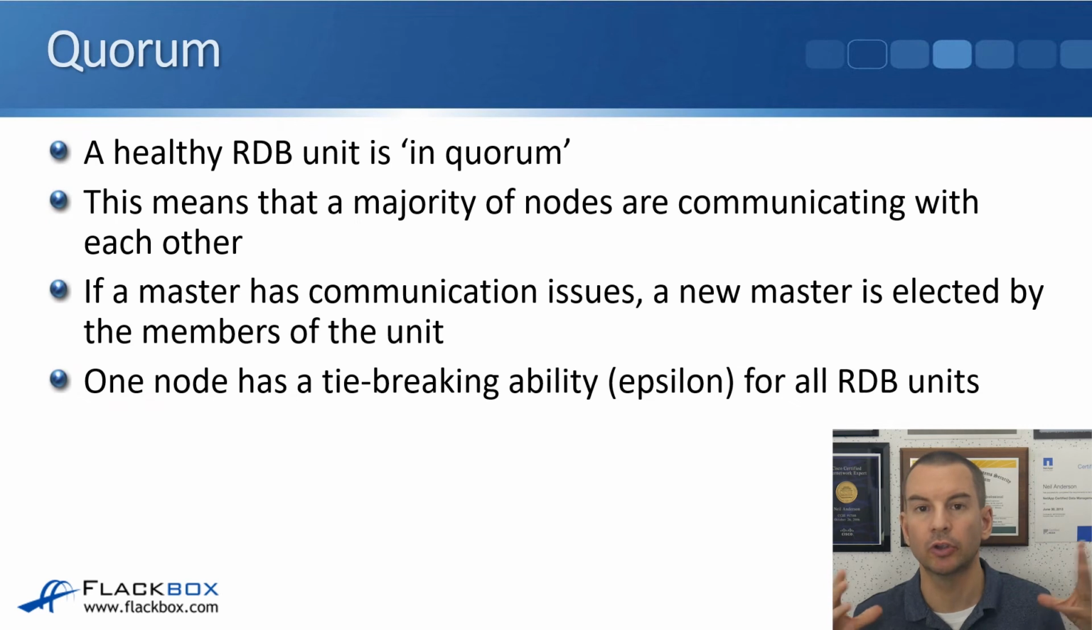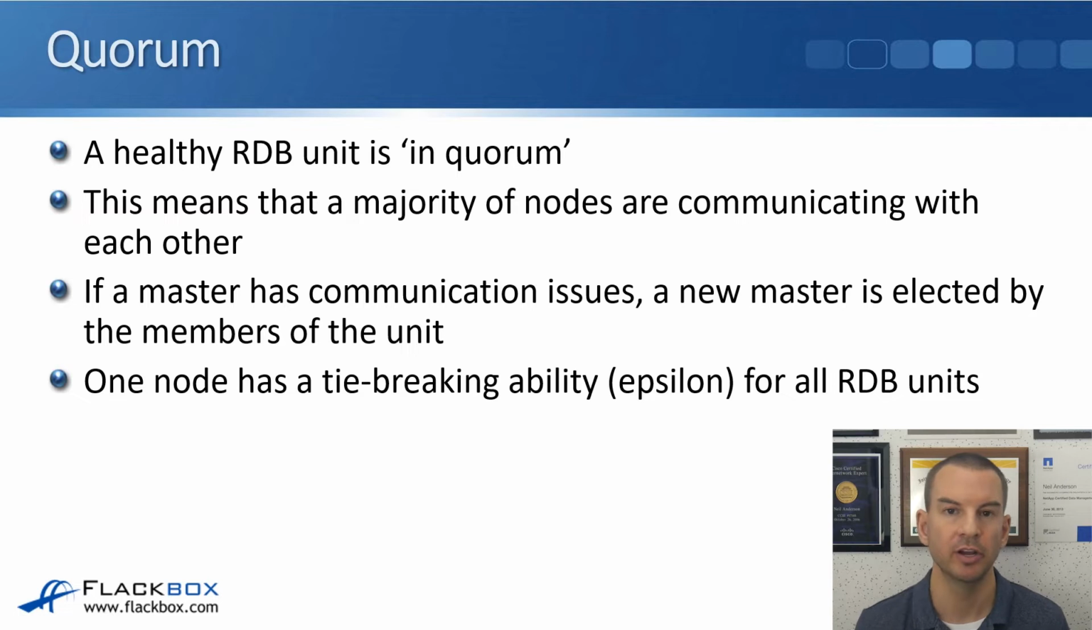Okay, let's talk about Quorum next. A healthy RDB unit is in Quorum. That means that a majority of nodes are communicating with each other. So, for example, if you had an 8-node cluster and 5 of your nodes are able to communicate with each other, well, that's a majority of the nodes, so the cluster would be in Quorum.